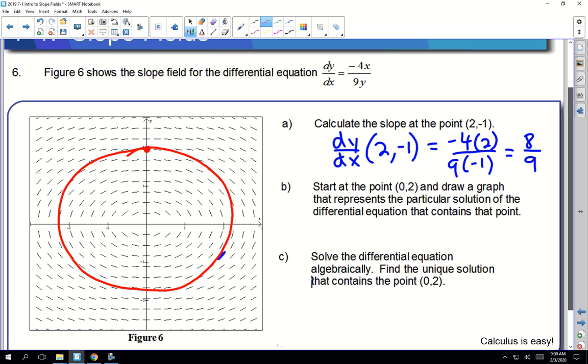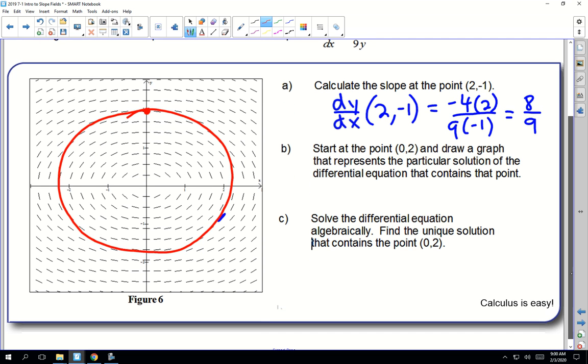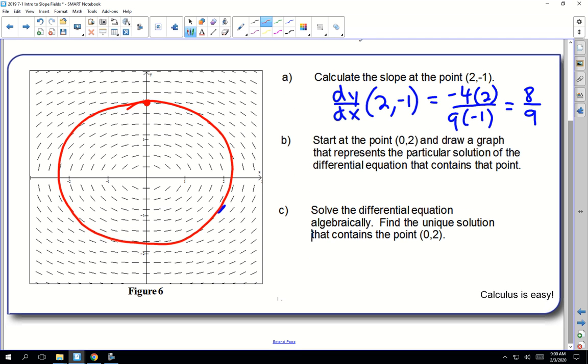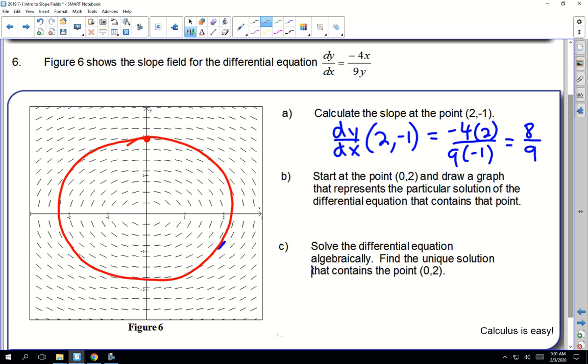You know, it might be x squared over 25/16 or something like that, plus y squared over 4 equals 1. That's an estimate. It says solve the differential equation algebraically. Find the unique solution that contains the point (0,2). So let's see if we could solve this with that idea of separation of variables.